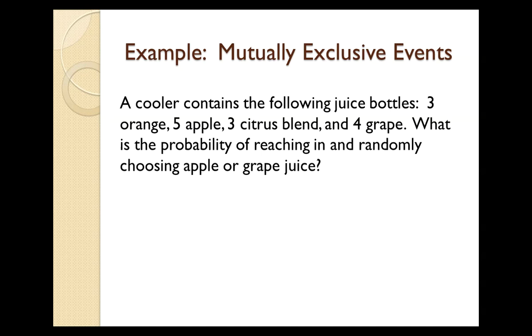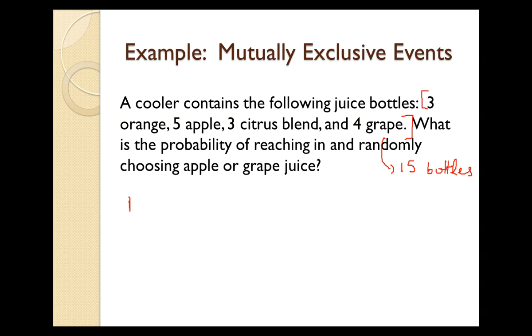All right, so here we go. We have a cooler with a bunch of juice bottles. If you look at all the possibilities, 3, 5, 3, and 4, that makes 15 bottles altogether. We're looking for the probability of reaching in and randomly choosing, not looking, apple or grape juice. And again, these are mutually exclusive events because you can't get some juice that's both apple juice and grape juice at the same time.